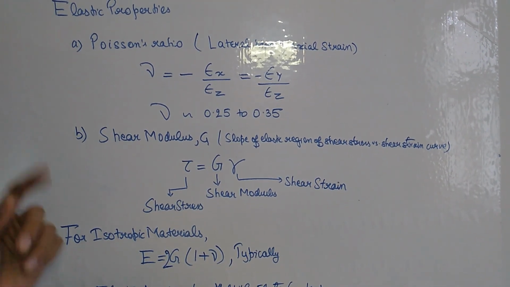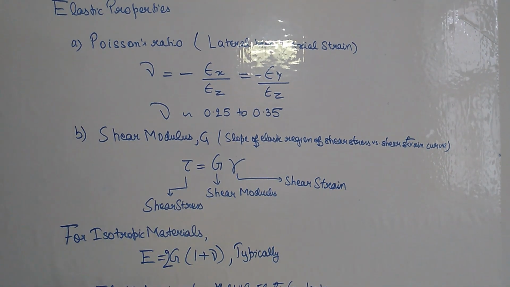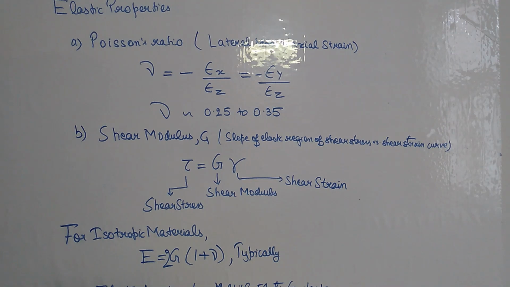A few other elastic properties which are important to study the elastic behavior of materials are Poisson's ratio. Poisson's ratio is the lateral strain divided by the axial strain. For any material which is pulled along the uniaxial direction, there will always be restrictions in the other, lateral directions. So the ratio of these two strains is determined by the Poisson's ratio. This typically lies in the range of 0.25 to 0.35. Ideally, it should be 0.25.